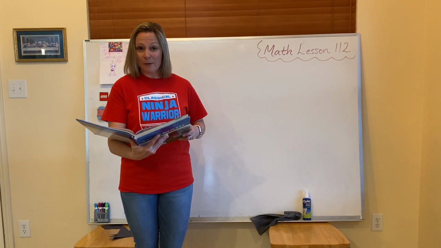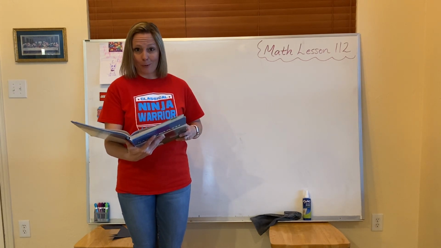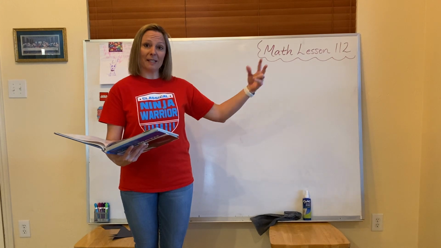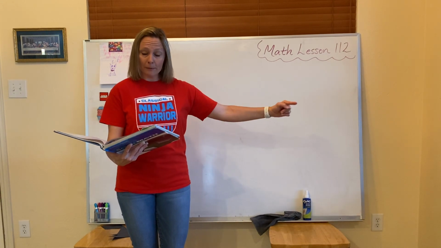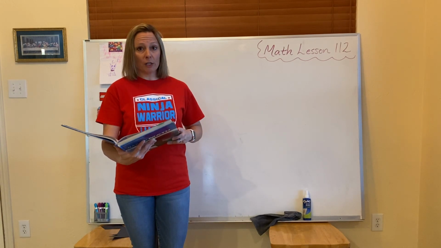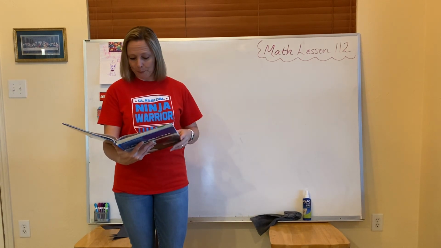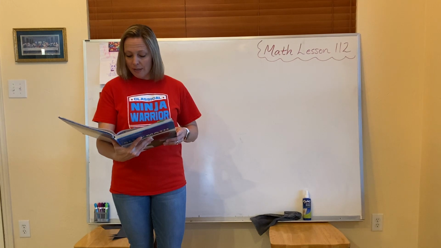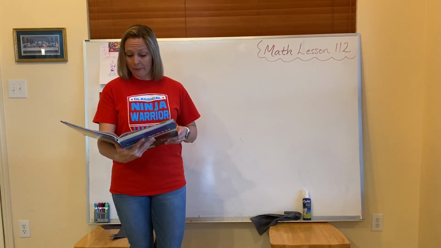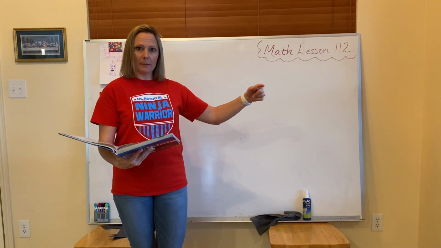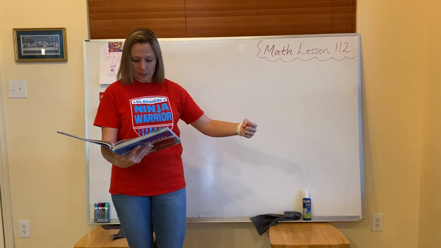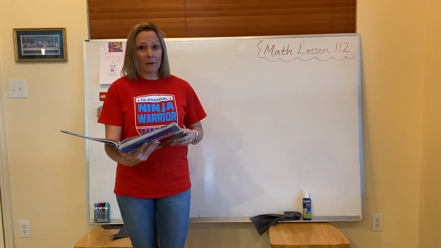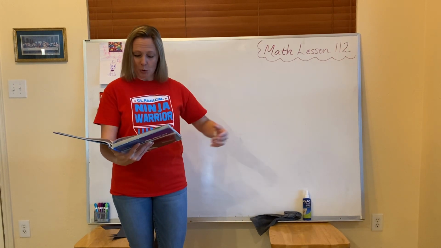G, negative 8 times negative 4. We have a negative times a negative. Same sign means it will be positive. So 8 times 4 is 32. We have positive 32. H, negative 8 divided by negative 4. We have a negative divided by a negative. Same sign, it means it will be positive, okay? So we have 8 divided by 4 is positive 2. Very good.